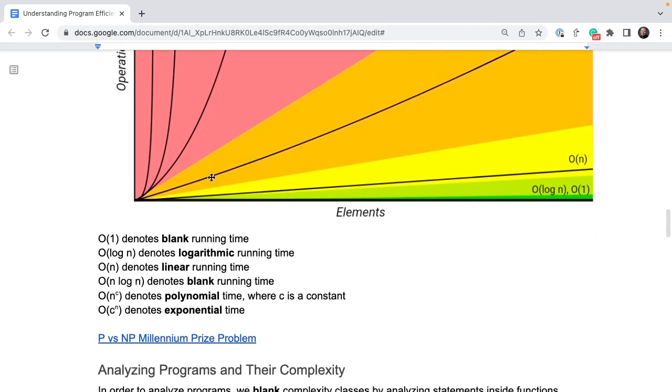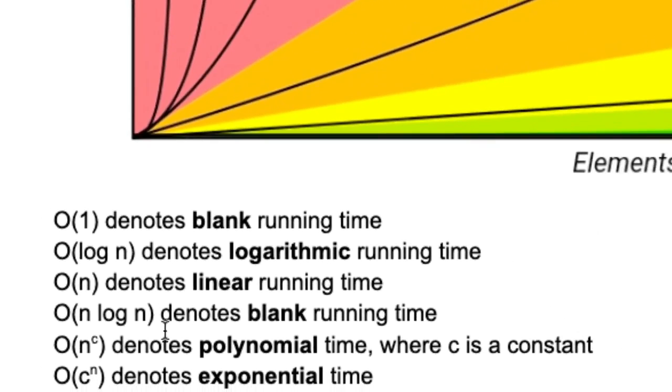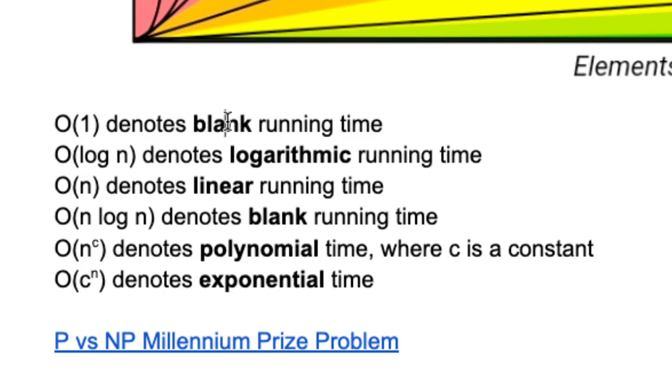Just a couple blanks right here. Let's go ahead and see if you caught it as I went through it. Big O of 1 denotes blank running time. So if it's just 1, did you guys catch what I said that was? That is constant. Log n is logarithmic. Big O of n is a linear running time. Big O of n log n denotes, what did I call it?